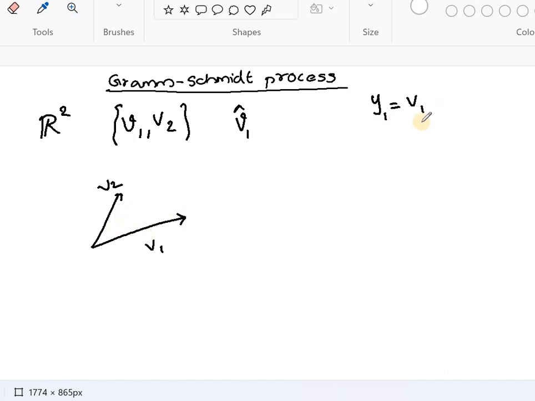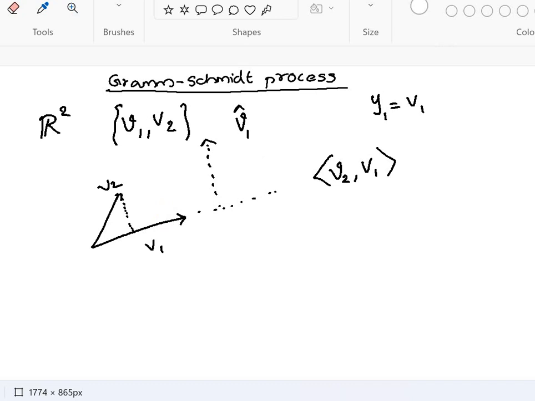We want a vector perpendicular to this y1, right? That means you want a vector in this perpendicular direction too. This is the direction of v1. So I'll take the projection of this vector v2 onto v1. That is done by taking the dot product or inner product of v2 with v1. So this will give you the projection of v2 onto v1.